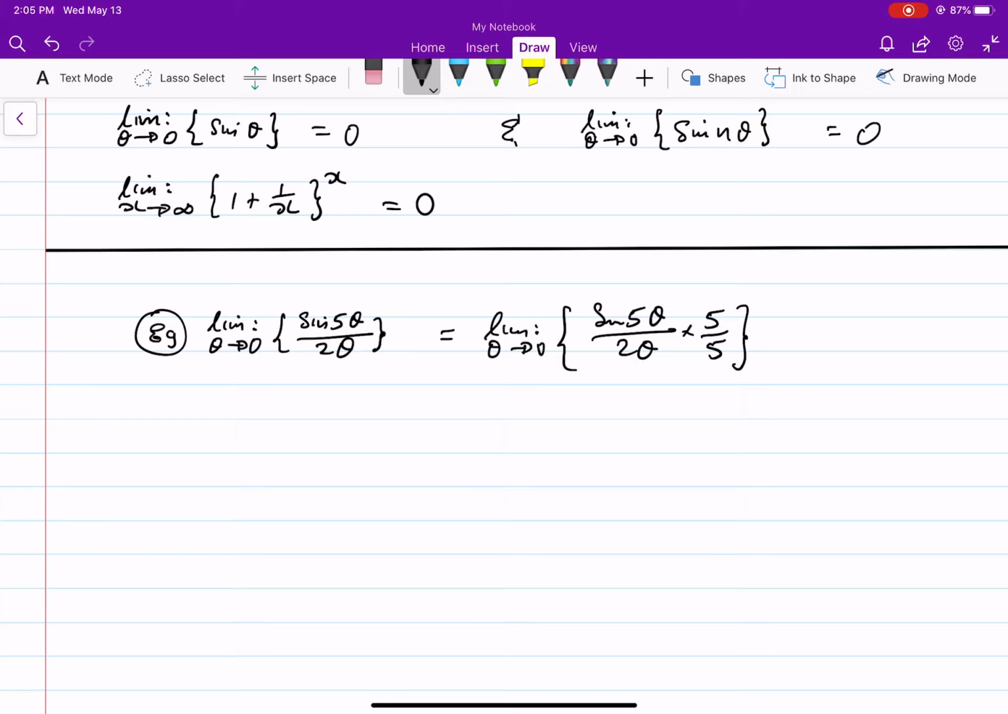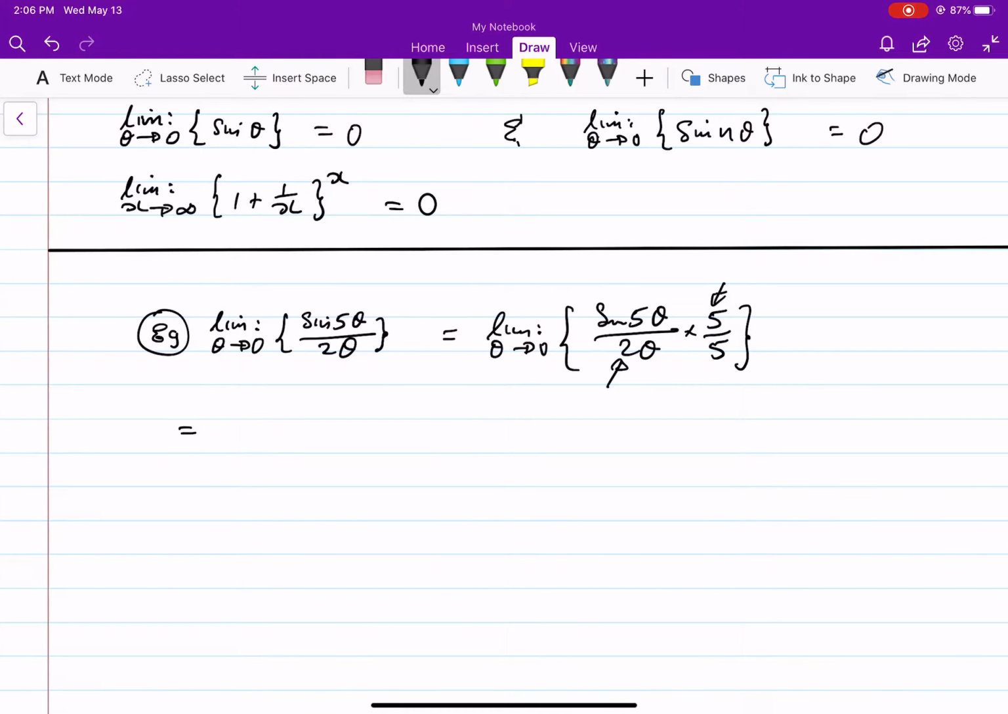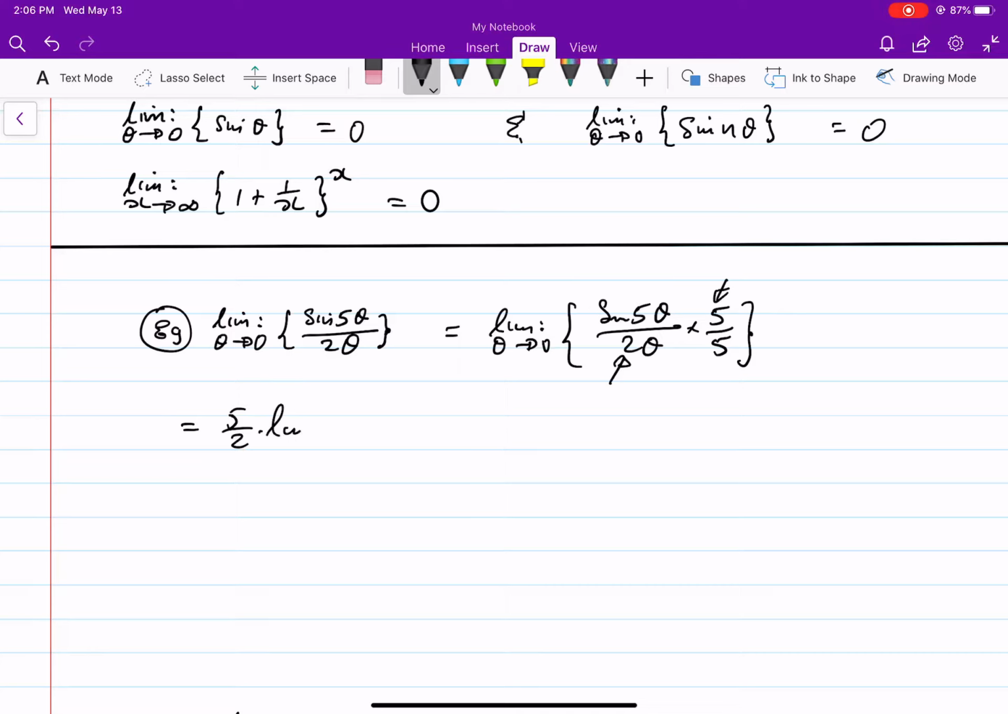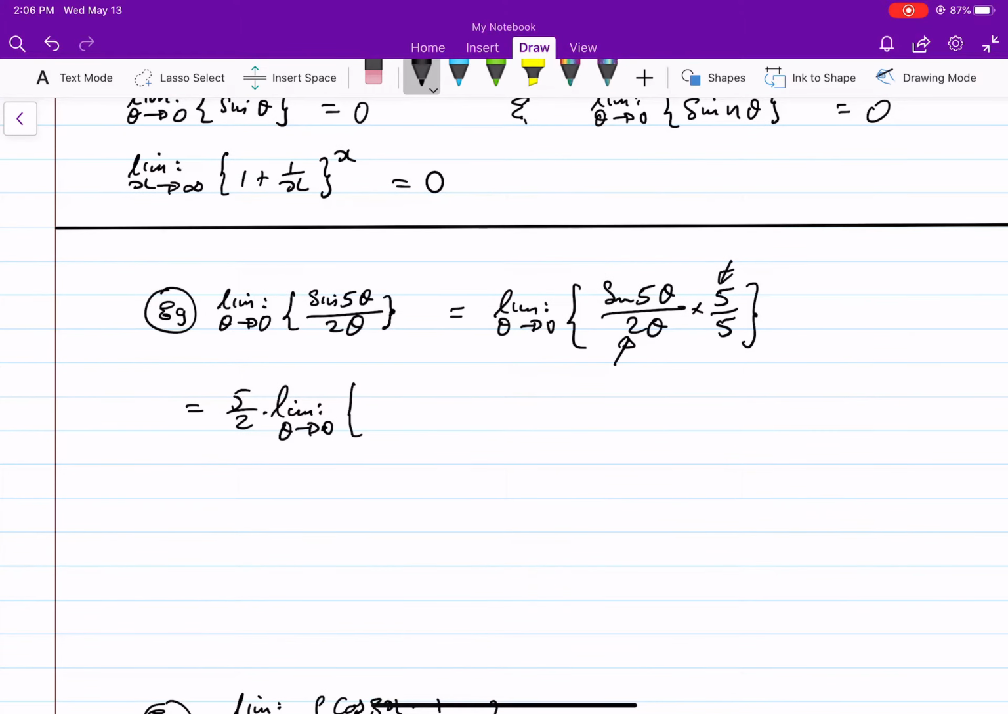You remember from the first set of rules, the laws of limits: the limit as theta approaches 0 of some constant times a function of theta, you're allowed to pull the constant outside of the limit. So that's exactly what I'm going to do here, pulling this 5 and that 2. What will be left inside? When I do that, this becomes 5 halves, which comes outside, times the limit as theta approaches 0 of what's left inside, sine 5 theta.